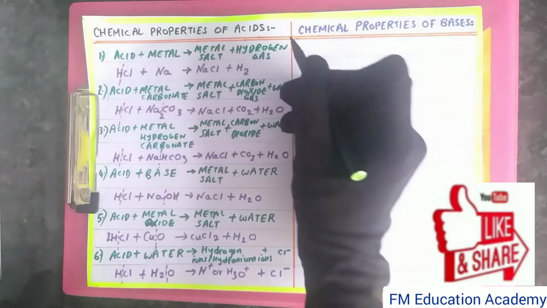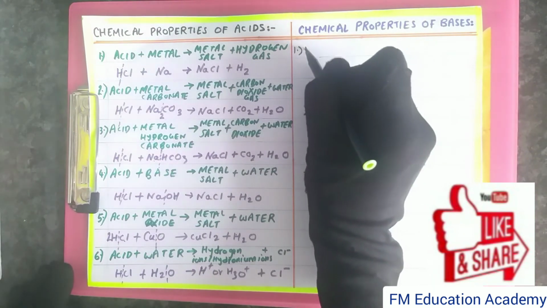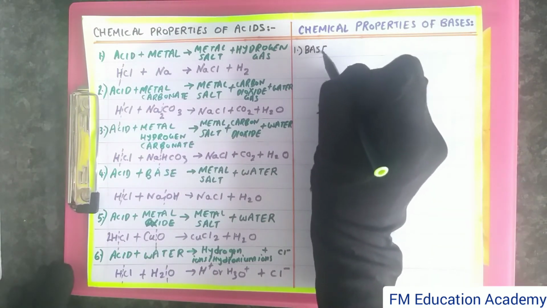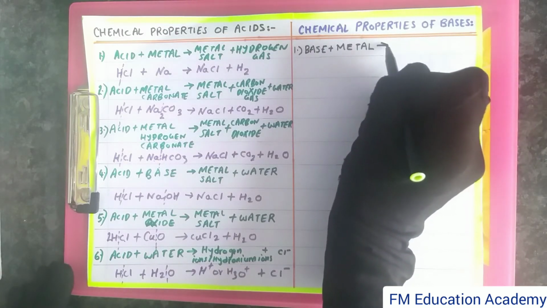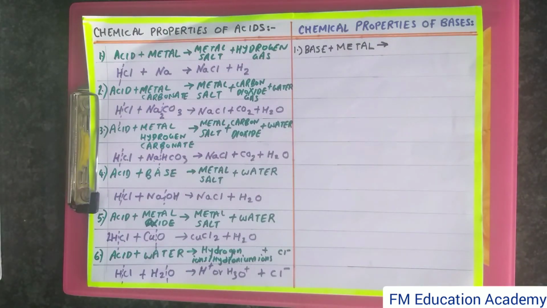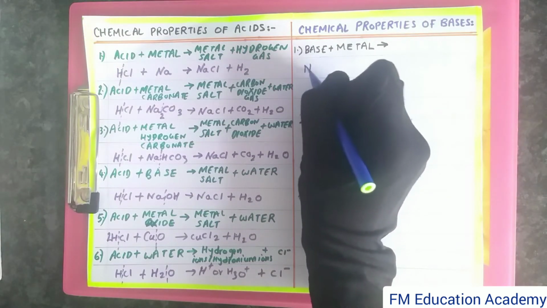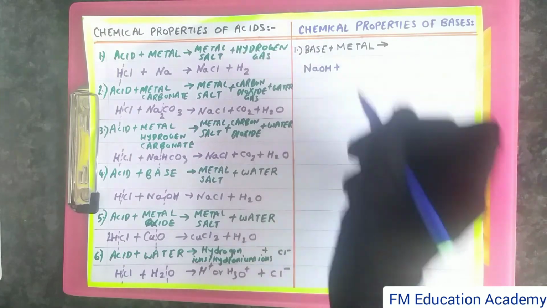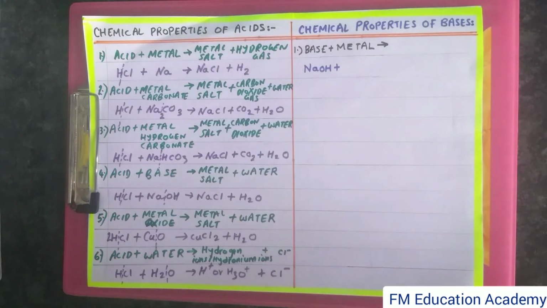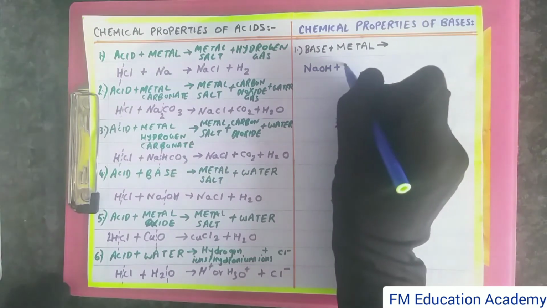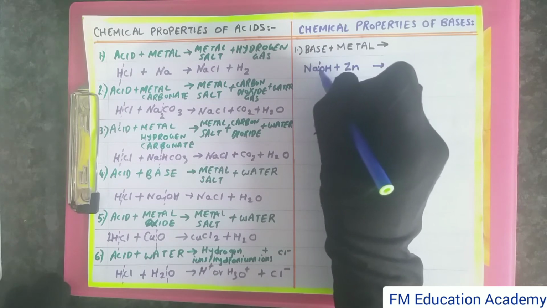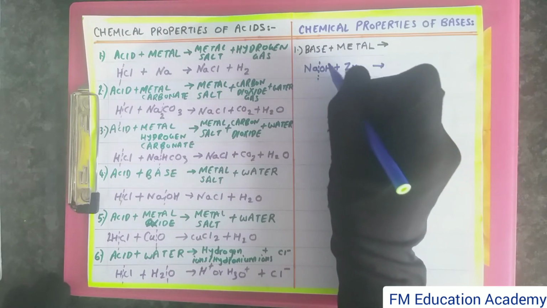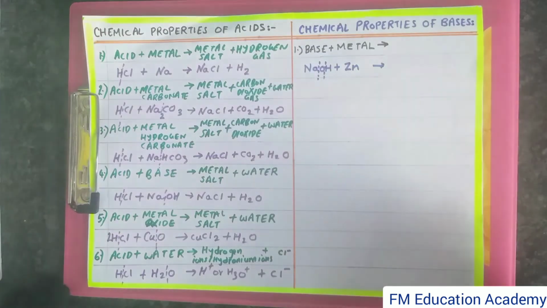The first property is the same as acid. That is, what will happen when a base is reacting with a metal. Let us find out by taking some base and some metal. The base which we are taking here is sodium hydroxide and the metal which we are taking here is zinc. So whenever sodium hydroxide reacts with zinc, what will happen? This will split, and this will also split.